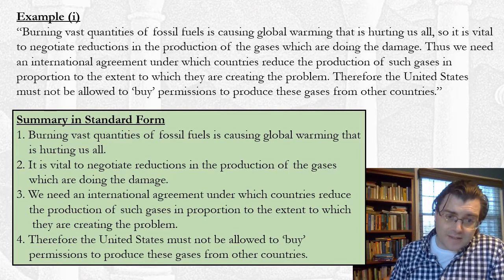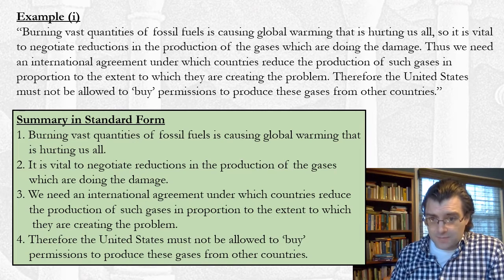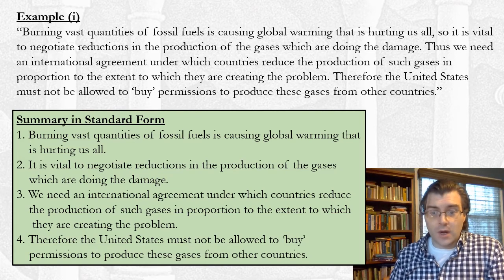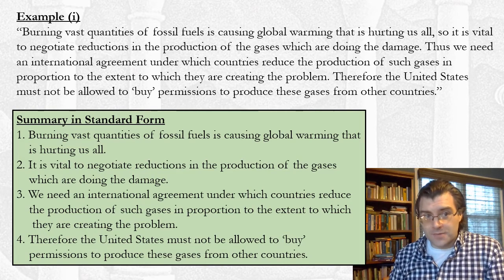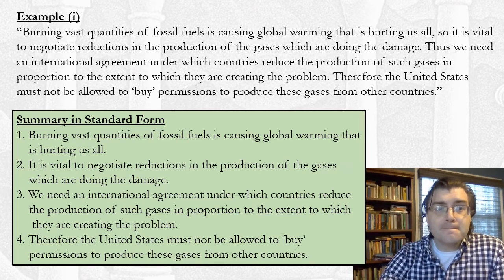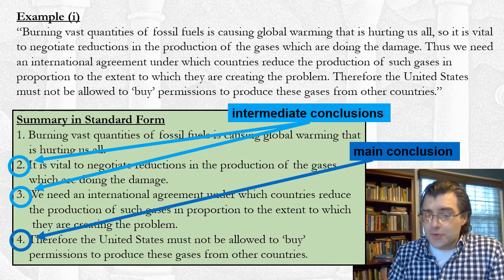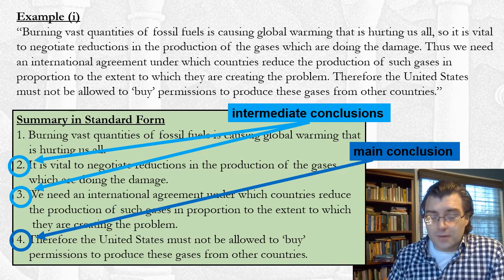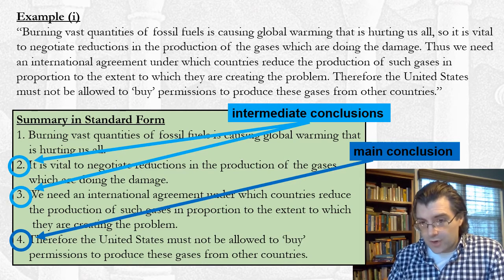Okay, I think the best summary, just using the techniques that we've learned so far, is the one that's contained on this slide. So ideally, your standard form summary would look something very similar to this. Notice, however, that there's an interesting relationship between the premises in this argument, okay? So the sentence that's listed at the end here, therefore the United States must not be allowed to buy permissions to produce these gases from other countries. That last statement there is marked as the conclusion in the standard form summary.